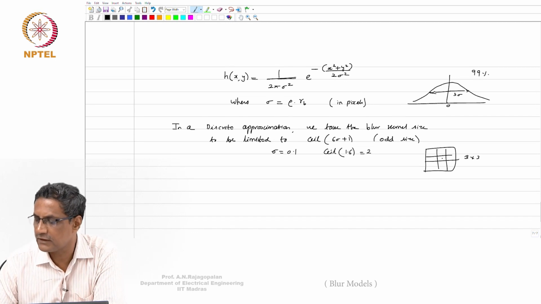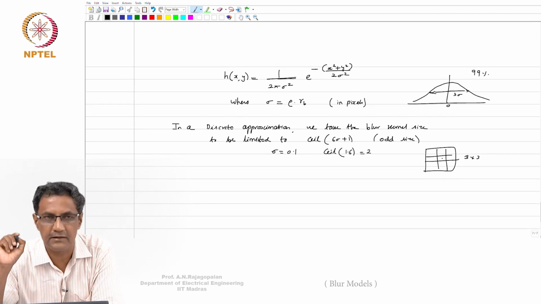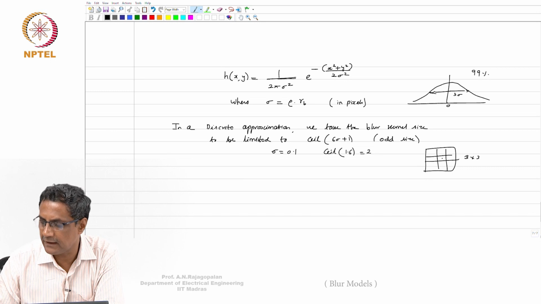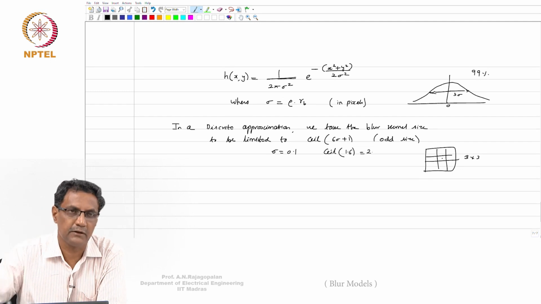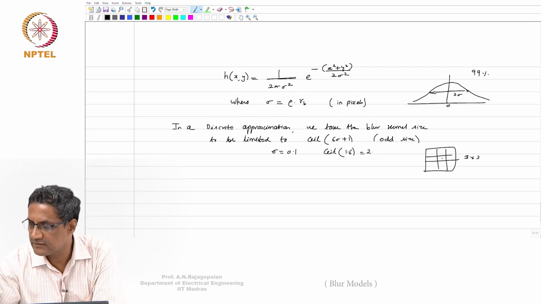Because then it's clear to me what the center is. Nobody takes an even size because that will create unnecessary problems, right? So you take an odd size kernel every time. If you're not hitting an odd number, make it the next immediate odd number, and in this case it will be 3 cross 3.